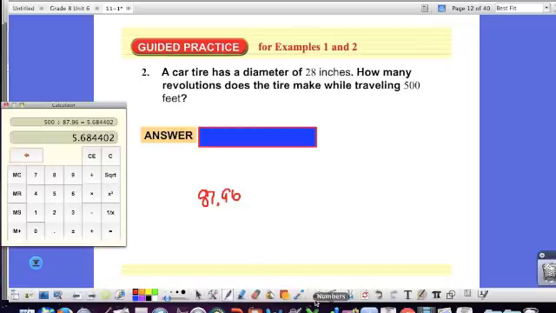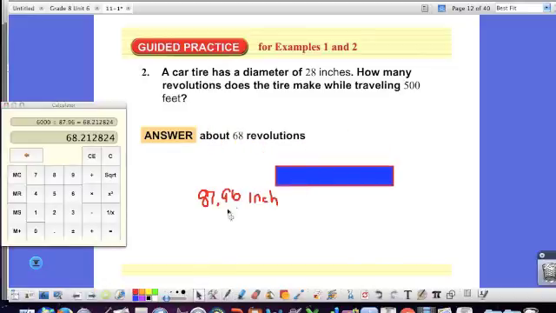distance. And actually, I just caught myself. It's 87.96 inches. So it's not going to go that amount of times. We want to go 500 feet. So we have to figure out 500 feet times 12 is how many inches? It's actually 6,000 inches divided by 87.96. So it's going to rotate about 68.2 times. So they round it to 68 whole revolutions.